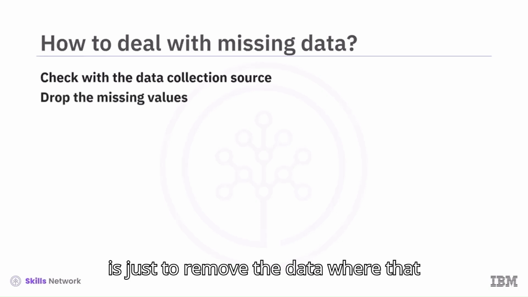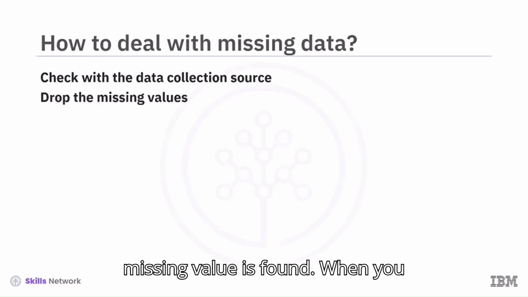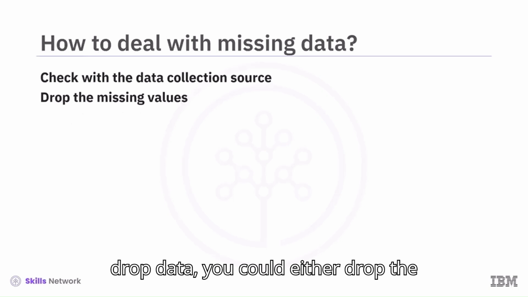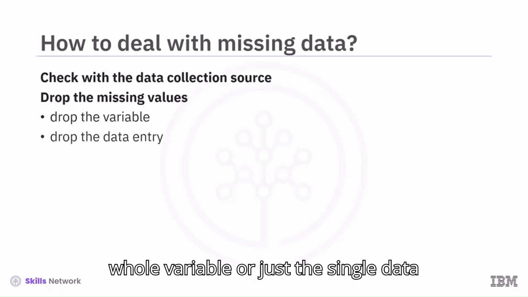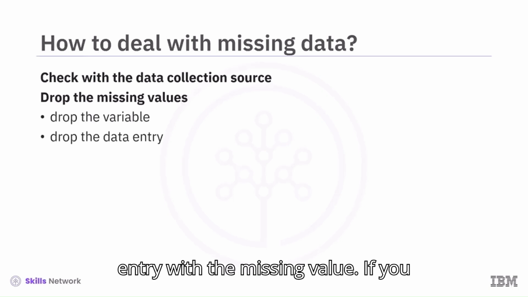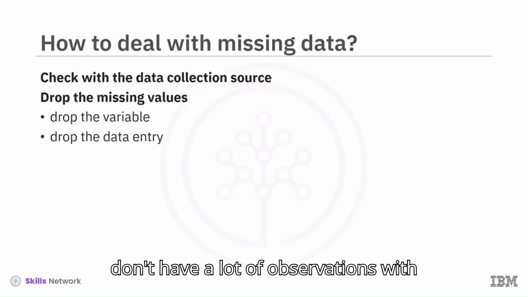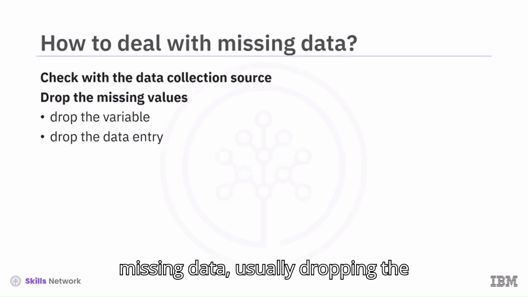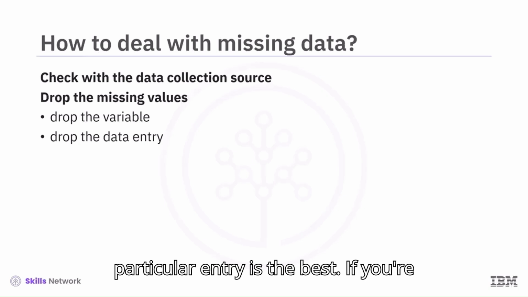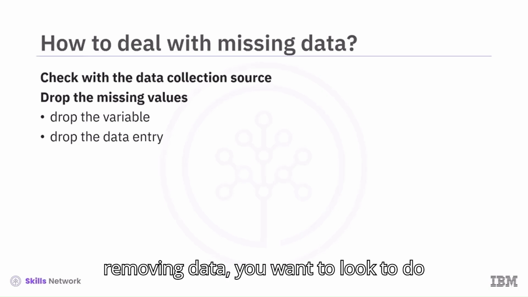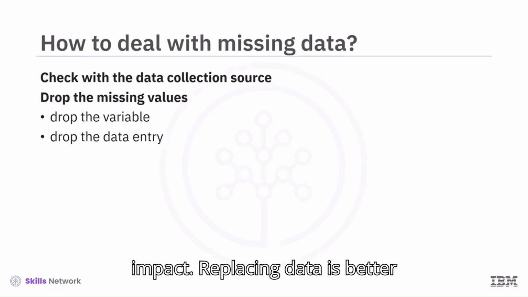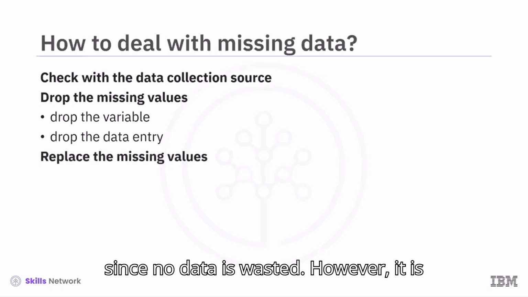Another possibility is just to remove the data where that missing value is found. When you drop data, you could either drop the whole variable or just the single data entry with the missing value. If you don't have a lot of observations with missing data, usually dropping the particular entry is the best. If you're removing data, you want to look to do something that has the least amount of impact. Replacing data is better, since no data is wasted.